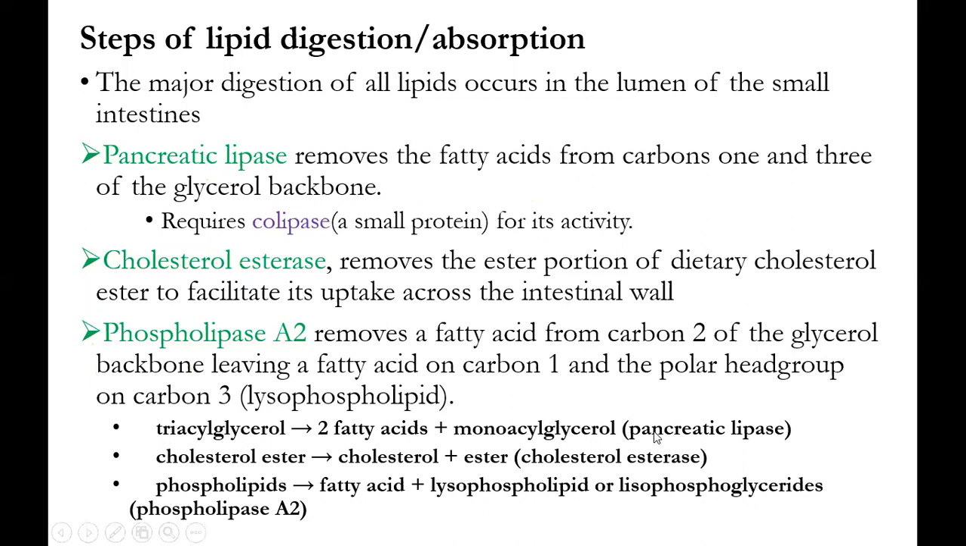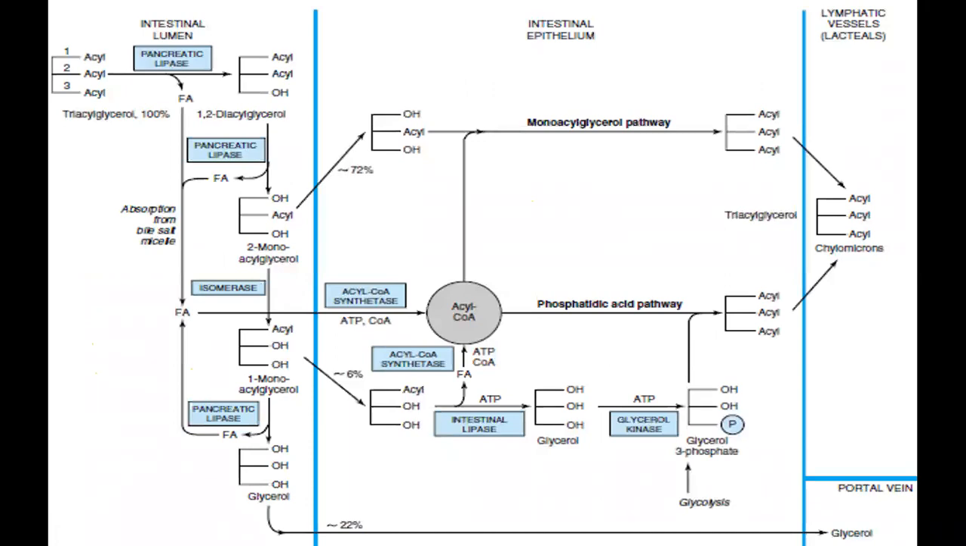Down here are equations of the digestion that is taking place and the enzymes responsible for it. The pancreatic lipase breaks down triglycerides, or triacylglycerol, into two fatty acids and a 2-monoacylglycerol. Then the cholesterol esterase breaks down cholesterol ester into cholesterol and fatty acid. Then the phospholipids are broken down by phospholipase A2 into a fatty acid and lysophospholipids, or lysophosphoglycerides. So these are the steps of fat digestion.